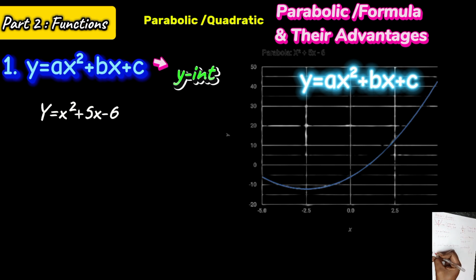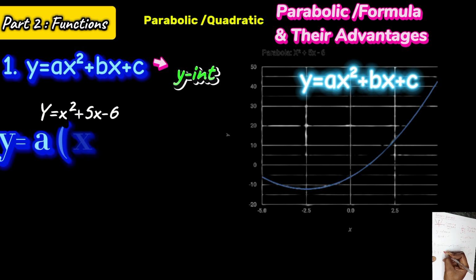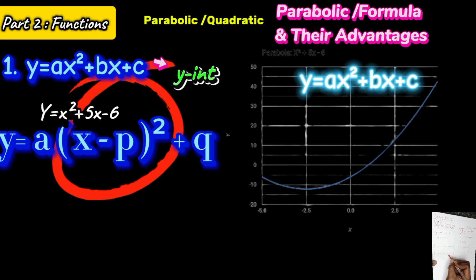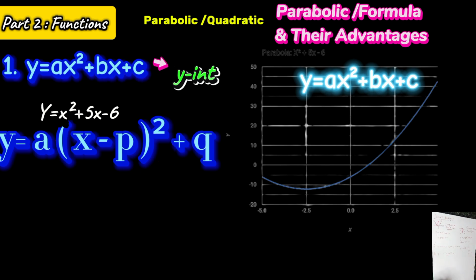And then we have y is equal to a into x minus p squared plus q. The good thing about this one is that if you check here, we have completed the square to get to this point. So if you don't know how to complete the square yet, I recommend that you practice very well so that you can easily understand what happens when you get to this point. But that's a topic for another day.